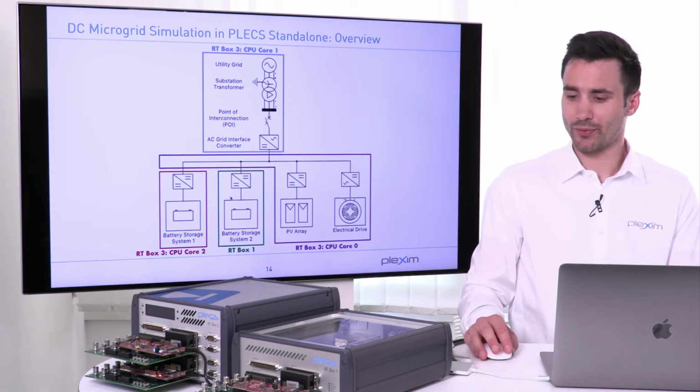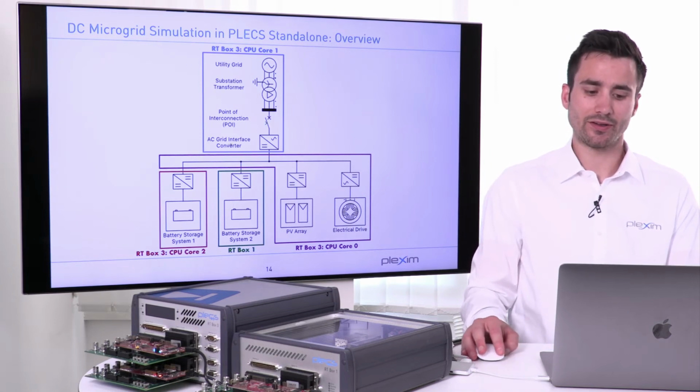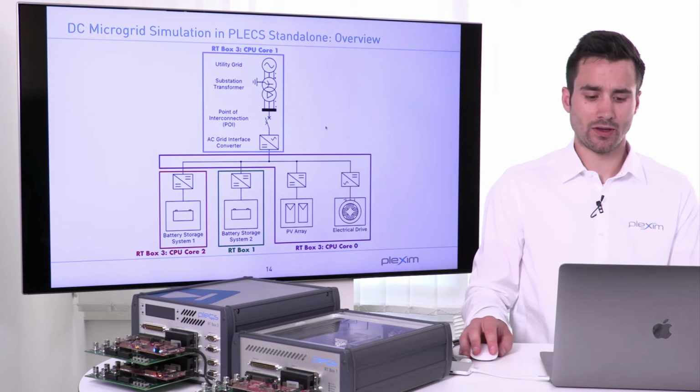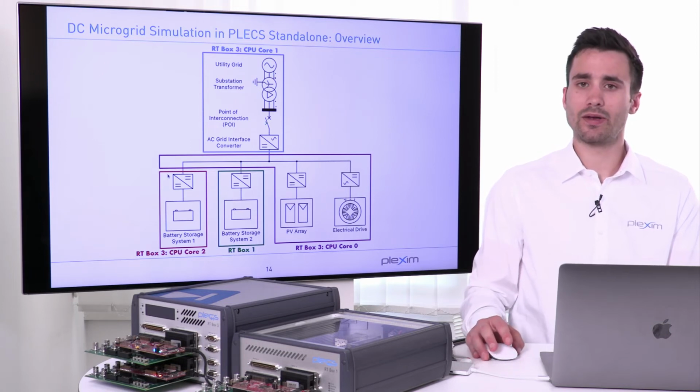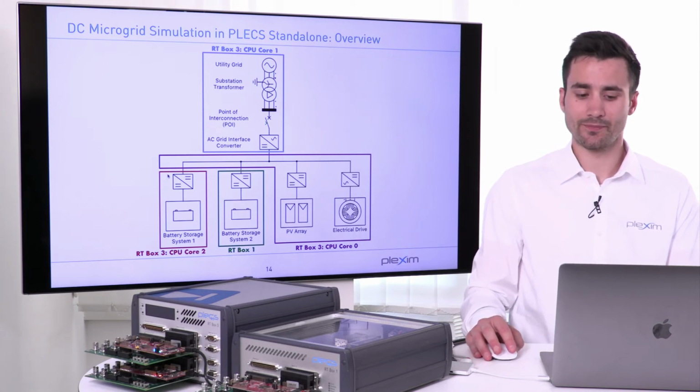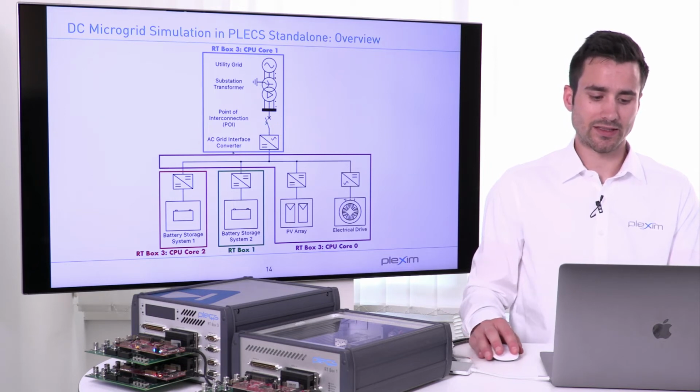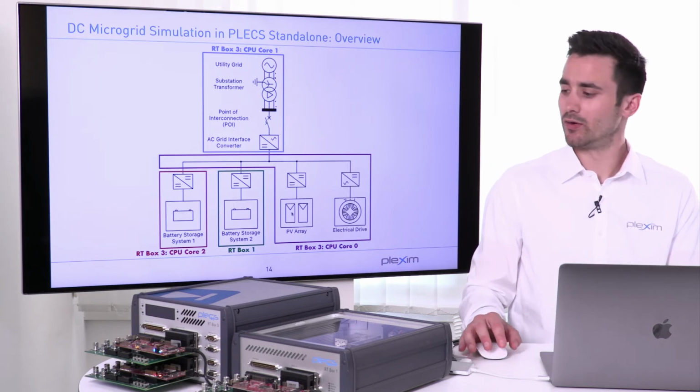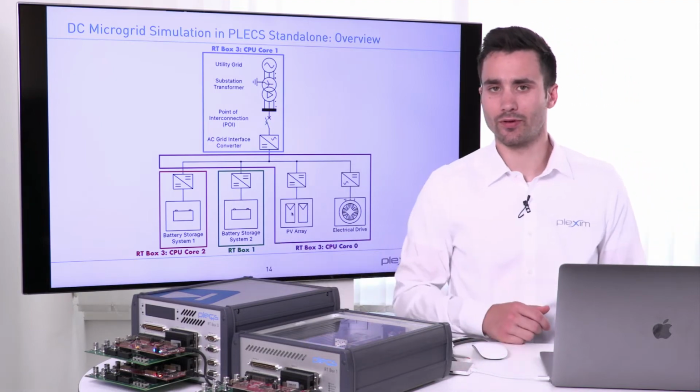On the Rtbox 3, we run here the Grid Interface Converter on 1 core. Then we run the second battery storage system on the second core, and the PV production and the load and also the passive structure of the DC microgrid will run on the third core of the Rtbox 3.